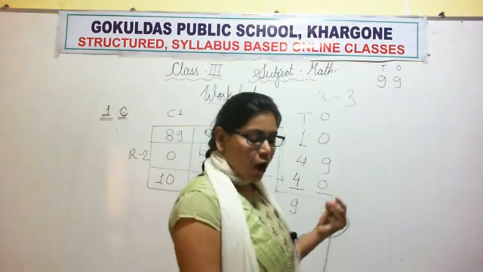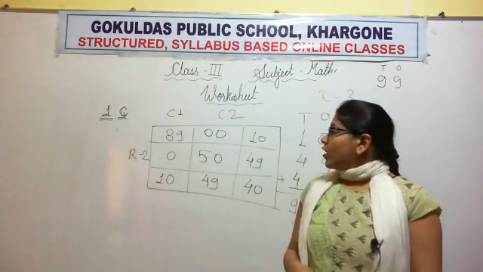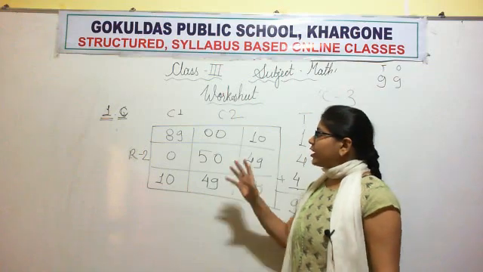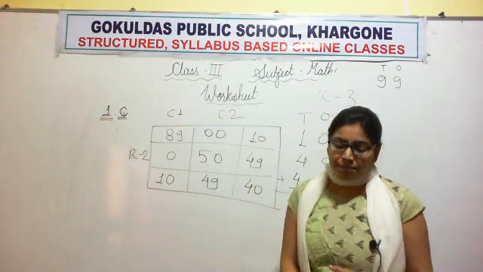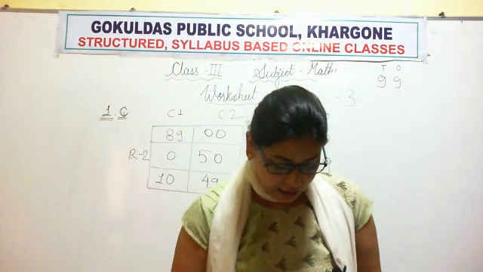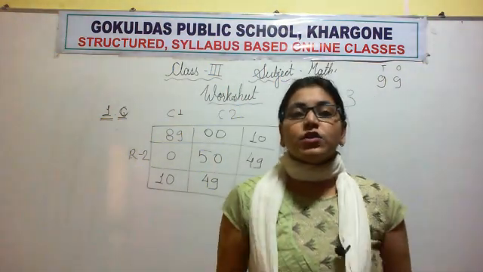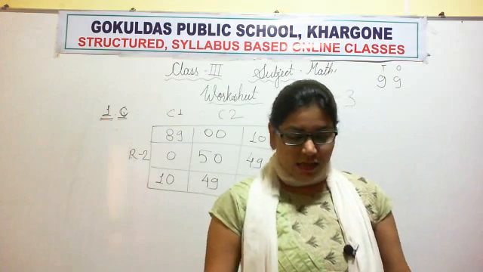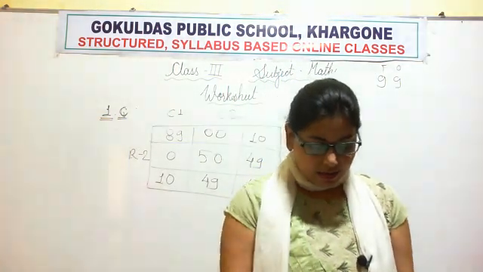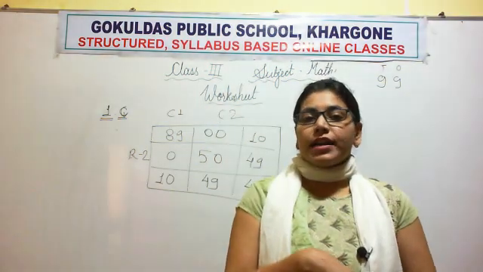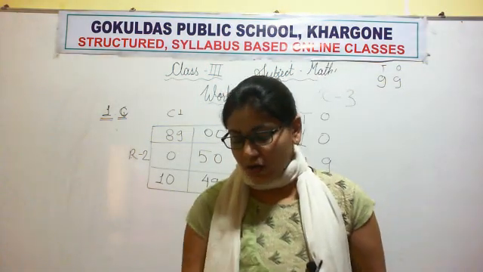So this is how you can do this type of question. You can fill all the boxes of the grids by doing addition. So I hope now you understood how to do it. So part D is your homework. Try to do part D on your own.